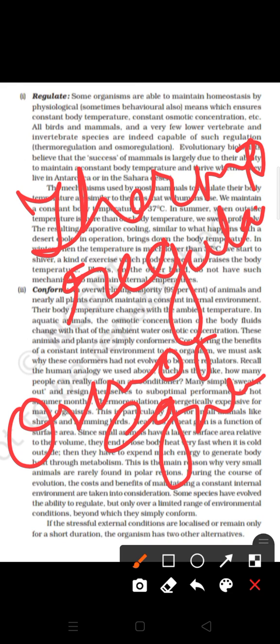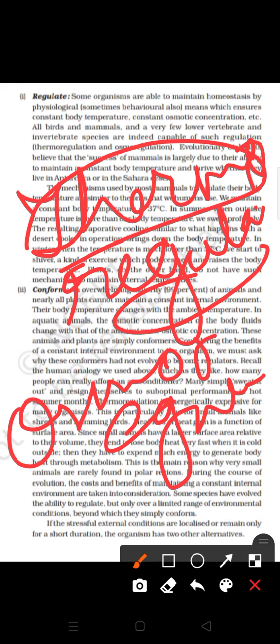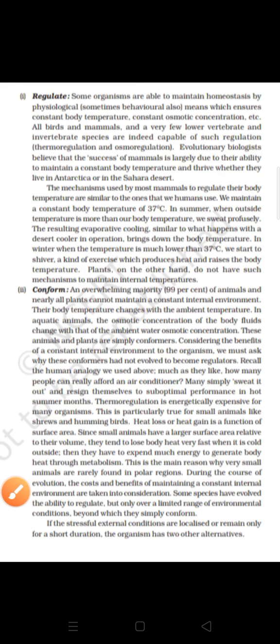But some invertebrates can do it in another way, that is known as osmoregulation. Thermoregulation is especially found in humans, because humans are isothermic, as we all know very well, so they can maintain their body temperature, as well as birds. That's why they come under the thermoregulators. And some invertebrate species are indeed capable of such regulation, known as osmoregulation.